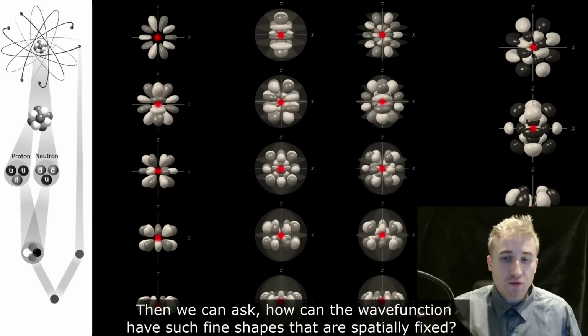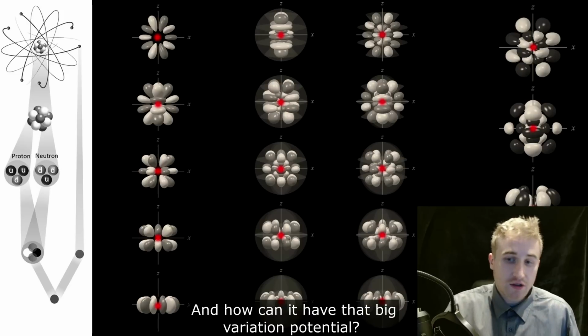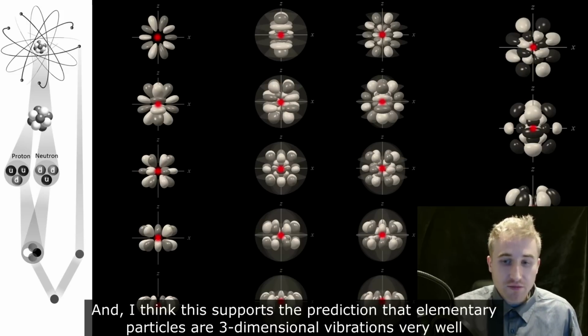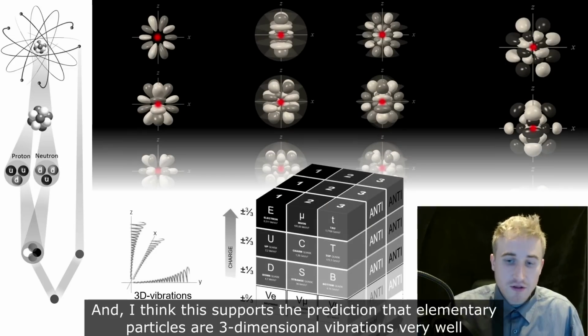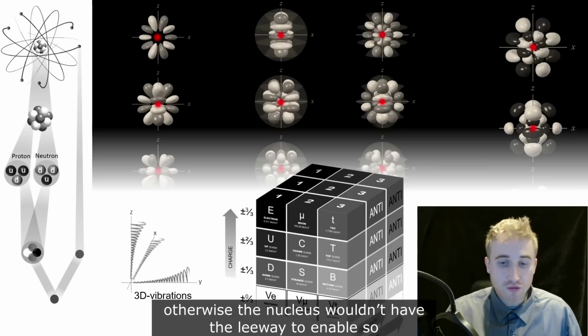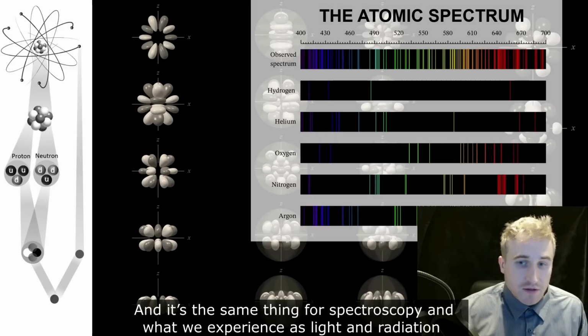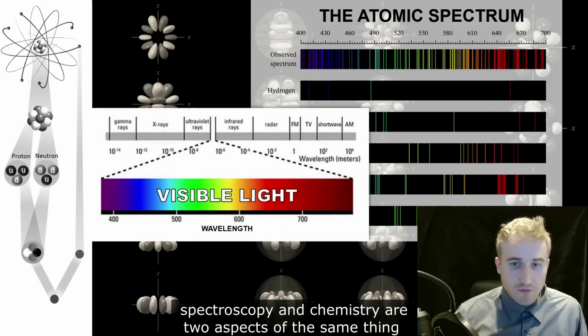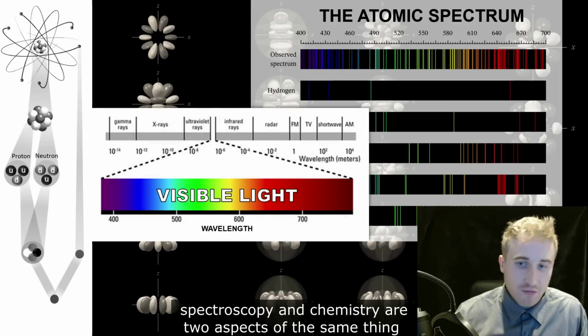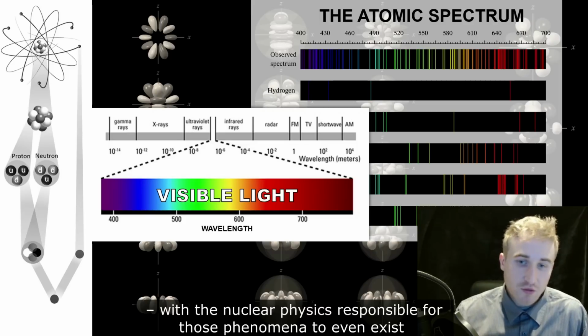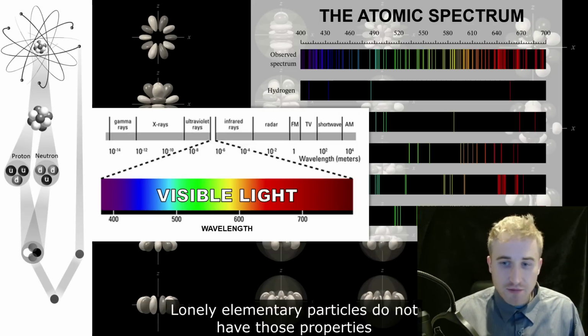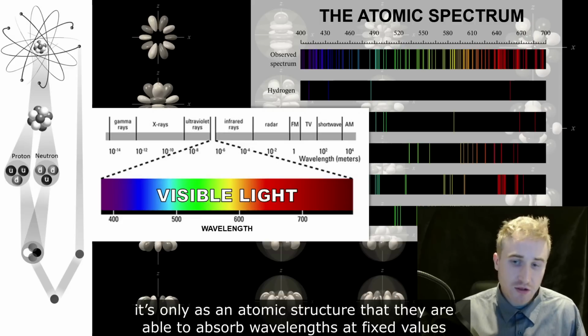Then we can ask, how can the wave function have such fine shapes that are spatially fixed, and how can it have that big variation potential? And yeah, I think this supports the prediction that elementary particles are three-dimensional vibrations very well, otherwise the nucleus wouldn't have the leeway to enable so. And it's the same thing for spectroscopy and what we experience as light and radiation. Spectroscopy and chemistry are two aspects of the same thing, with the nuclear physics responsible for those phenomena to even exist. Lonely elementary particles do not have those properties, it's only as an atomic structure that they are able to absorb wavelengths at fixed values.